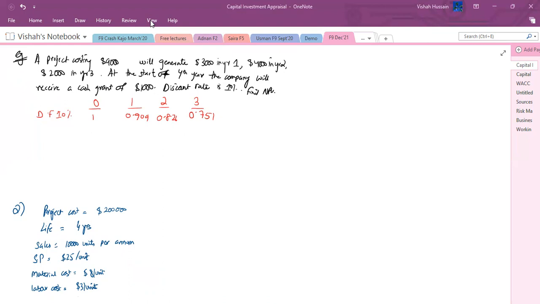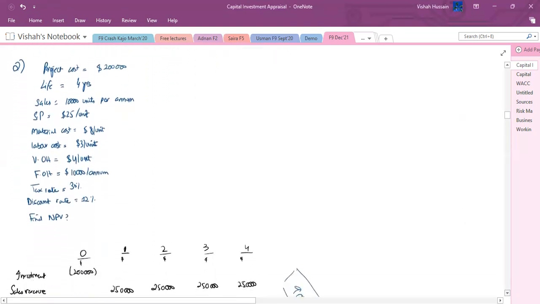It says at the start of the fourth year, the company will receive a cash grant of $1,000. So cash grant is basically an income that is going to increase your amount, right? So it is an incoming amount. Also, it is being received at the start of fourth year, so it should be written at the end of year 3. Okay. Just check that. I believe there might be an issue over there only. Okay. Moving on.